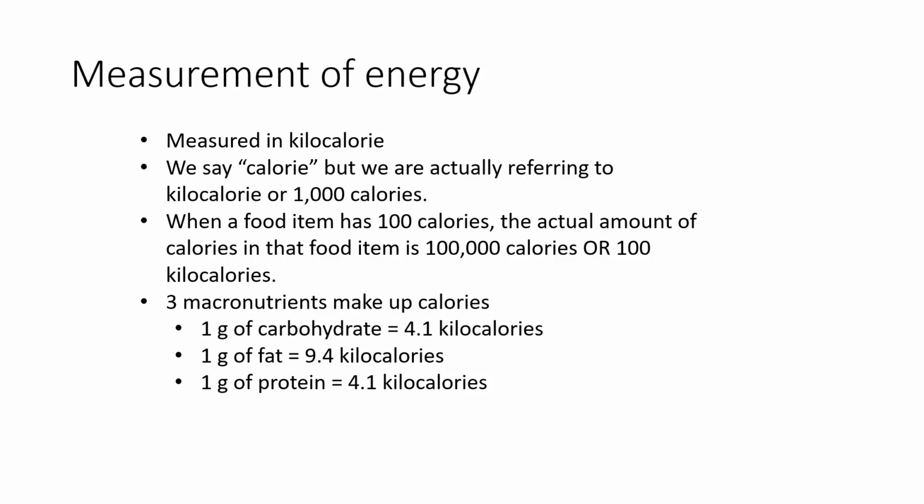So you can see on a food label that you have total calories, and then calories from fat, calories from carbohydrates, calories from proteins. So 1 gram of carbohydrate is equal to about 4.1 kilocalories. 1 gram of fat is equal to about 9.4 kilocalories. And 1 gram of protein is equal to about 4.1 kilocalories. So combine those together, depending on how many grams of carbohydrates, fats, and proteins are in the food item, that's how many calories are in that food item.